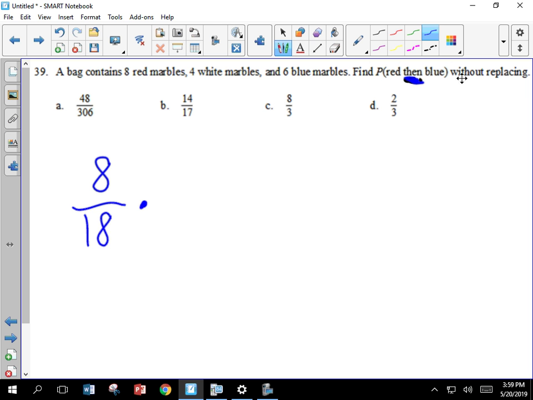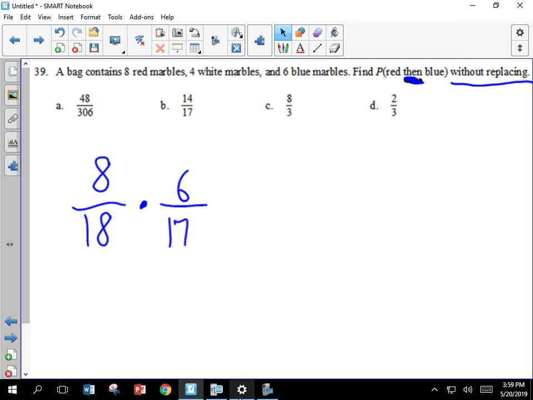Now blue. Now notice how it says without replacing. That means when I reach in to draw that marble out, I don't put it back. So boom. Let's say it leaves outside the bag. How many does that leave left? 17. A lot of people have been subtracting all 8. I'm not taking all 8 red marbles out. I'm only taking 1 out. So how many possible blue ones do I have left? 6. And then I'm going to multiply those two together.